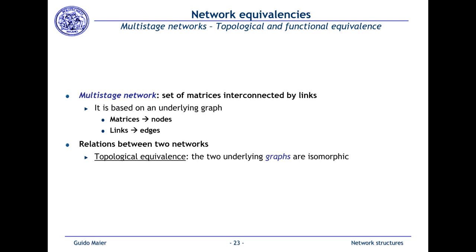And let's say that you change the labels. Okay. Again, this is topologically equivalent to the previous network, because you have the same topology. The labels of the matrices have been changed, but then you can map the labels in the two cases. For example, here X corresponds to Y, and Y corresponds to Z, and Z corresponds to W. Okay.